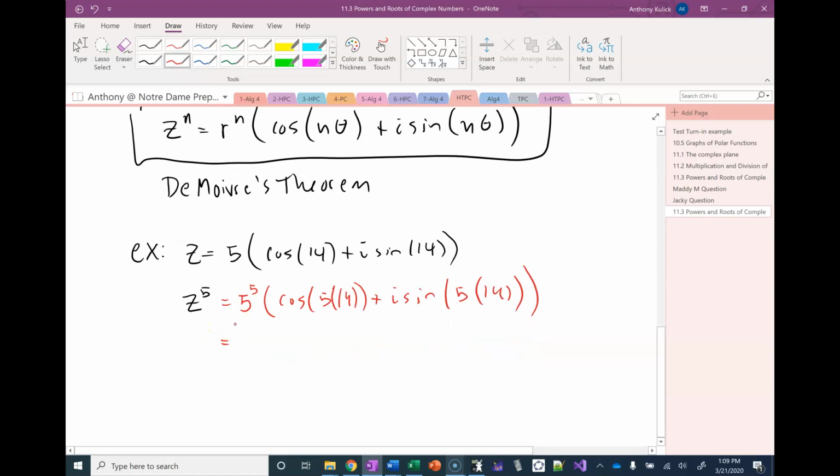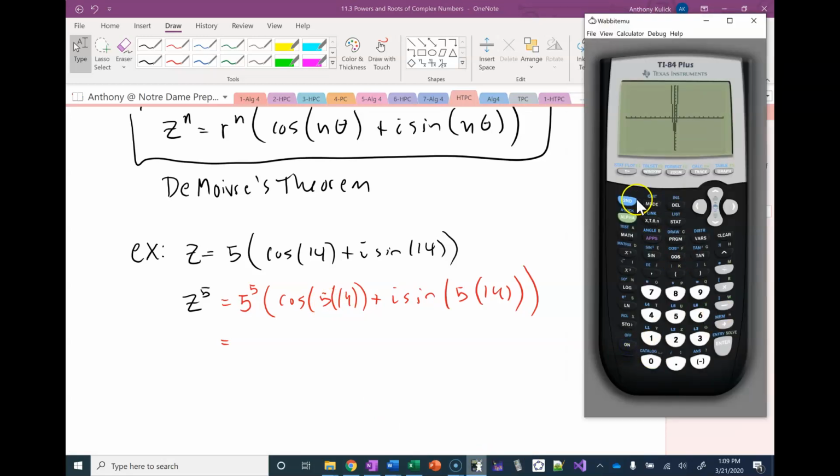And now we're just going to go to our calculator to get a decimal approximation for this. And we'll give our complex number here to 2 decimal places. So we're going to end up rounding. That's okay. So the real part is going to be 5 to the 5th times cosine of 5 times 14. Before I do this, I'm just going to check that my calculator's in degree mode, which it is. So I'll do 5 to the 5th times cosine of 5 times 14. That gives me 1068.81.